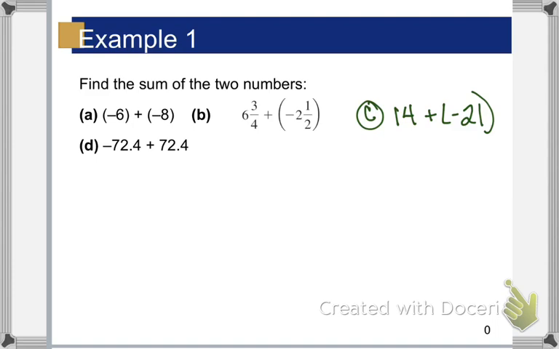Okay. For the sake of time, we're not going to do the 3 minutes on this one. We're going to do these together.